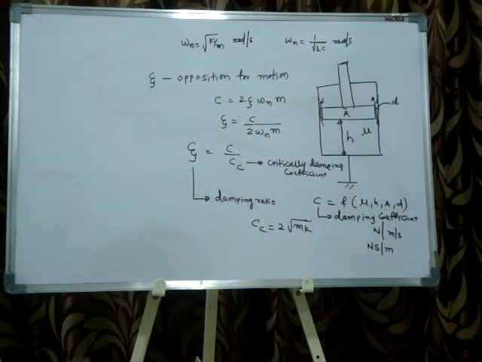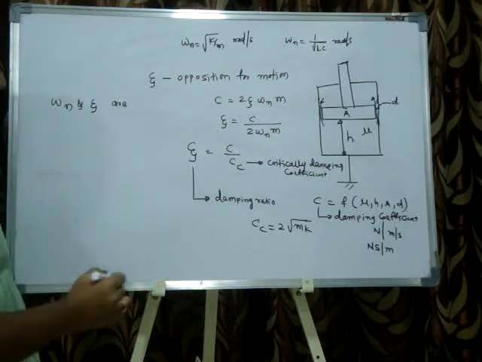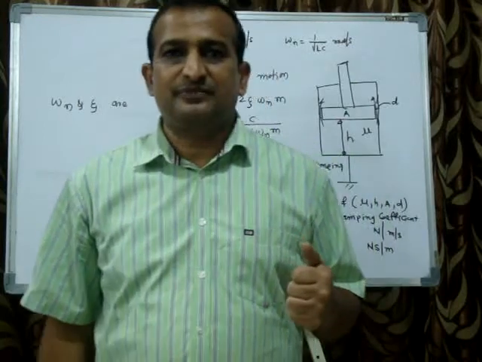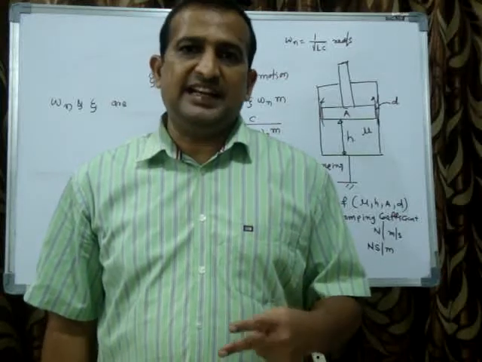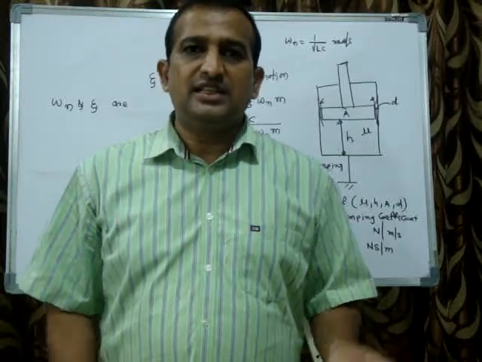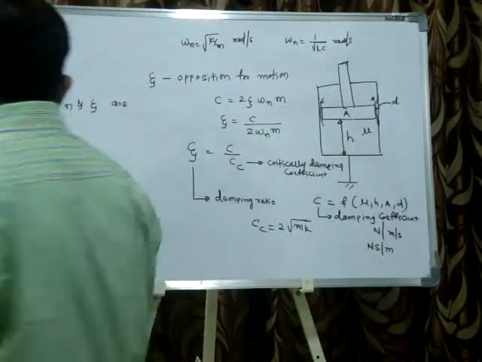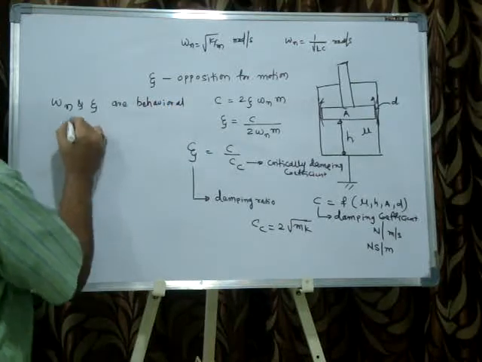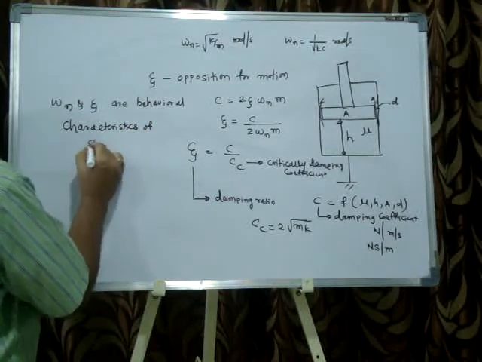Okay, see, indirectly omega n and zeta are very important in the second order system. In the first order system, the only parameter is the time constant capital T, but in the second order there are two parameters, zeta and omega n, and the entire behavior will change. If you change zeta, the output behavior will change. If you change omega n, the output will change. There are two important parameters. Zeta and omega n are called the behavioral characteristics of a second order system.